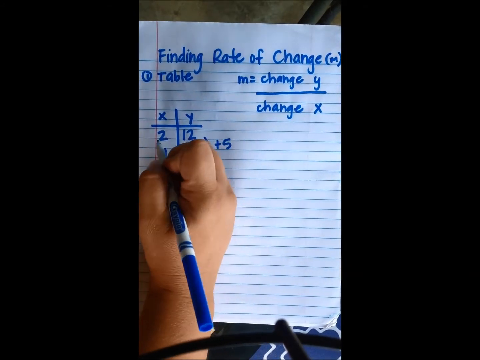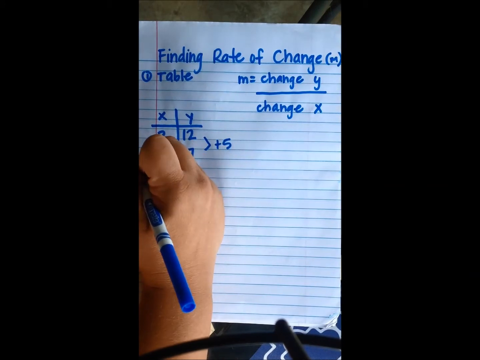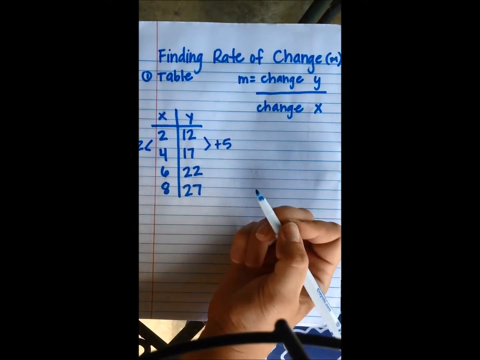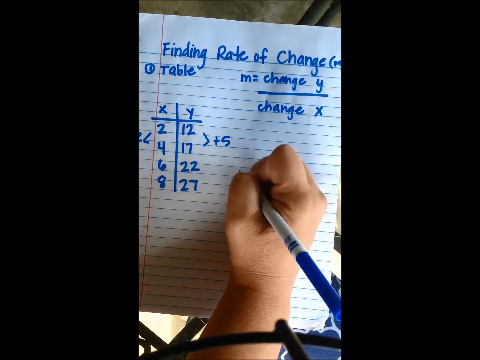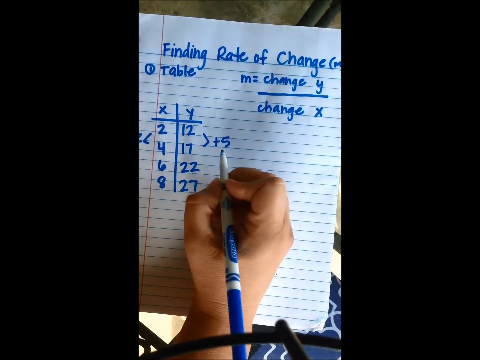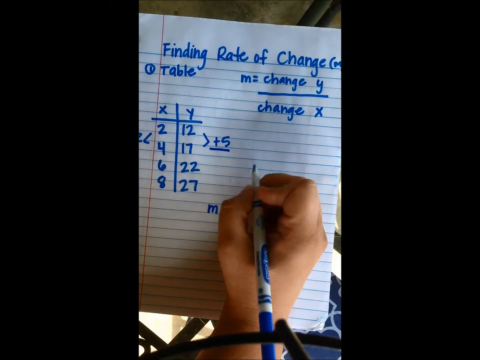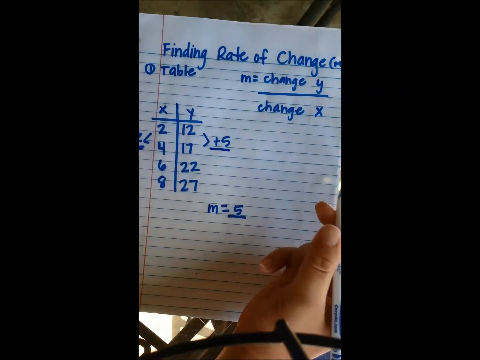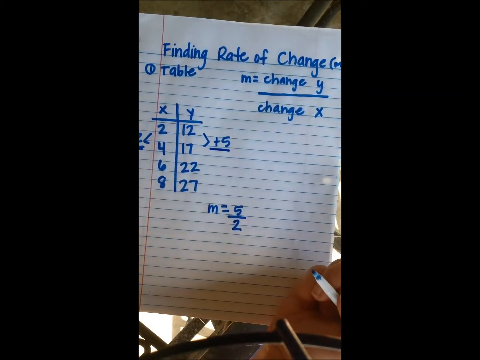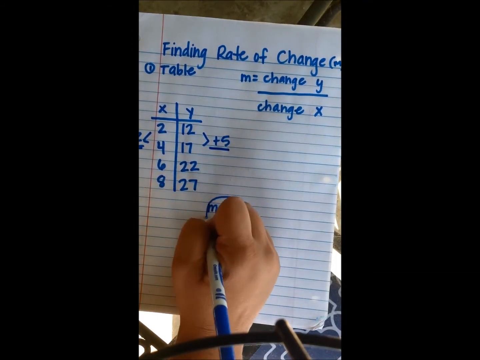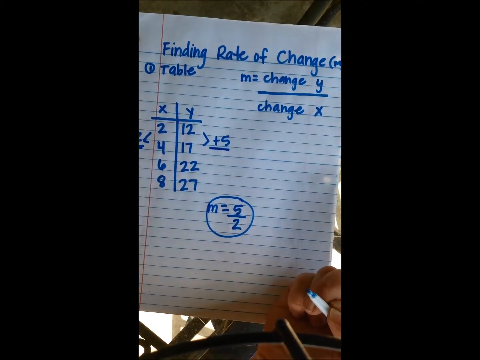Our x values are going up by 2 every time. 2 plus 2 is 4, plus 2 is 6, plus 2 is 8. Okay? So to find the rate of change, all you have to do is say the y number that you got, so positive 5, divided by our x number, positive 2. And 5 over 2 is simplified as much as it will, so that is our rate of change.